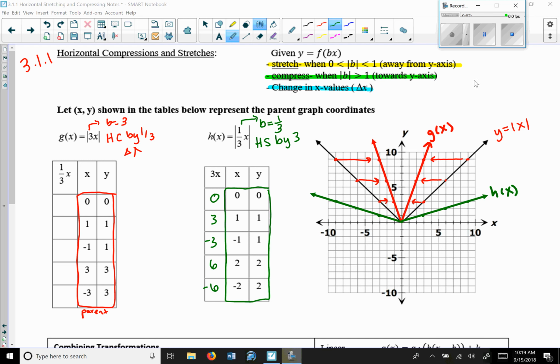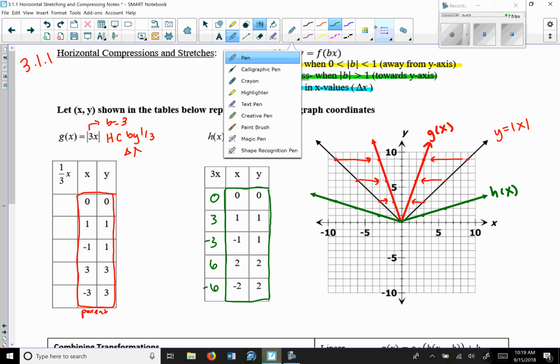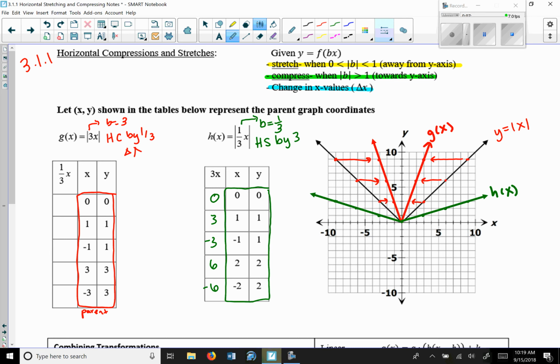And so now I have both my graphs graphed. And again, for this second graph, we were horizontally stretching each of my values by 3, so they moved out away from the y-axis. Whereas when we did the compression, it moves them towards the y-axis.